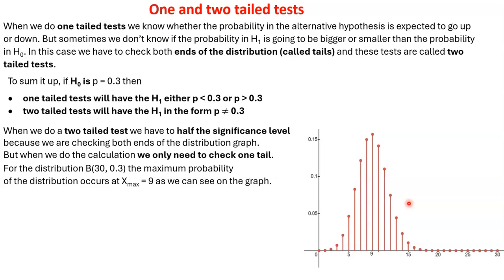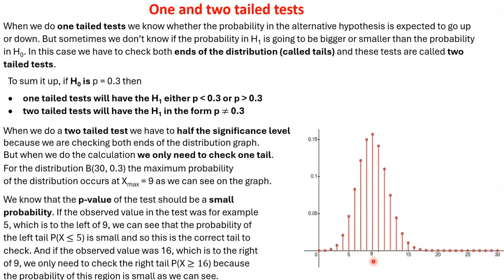So this is a distribution where n is 30 and p is 0.3. And the maximum probability of this distribution, as you can see on the graph, is when x equals 9. We know that the p-value that we are looking for when we do calculations must be a small number because we will be comparing it to the significance level.